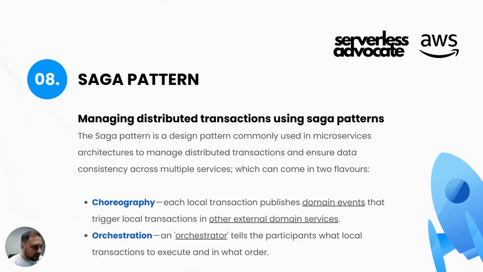So the last pattern we're going to look at before we look at composing these is the Saga pattern. So this is managing distributed transactions using Saga patterns. And it comes in two flavors, one of which is choreography, and it's all about using domain events. So again, Amazon EventBridge, and that triggers local transactions in other domains. So you're doing choreography, a distributed transaction, some kind of flow across many different domain services based on events. And the other one is orchestration, and this happens within a bounded context, and this is more of a workflow, say.